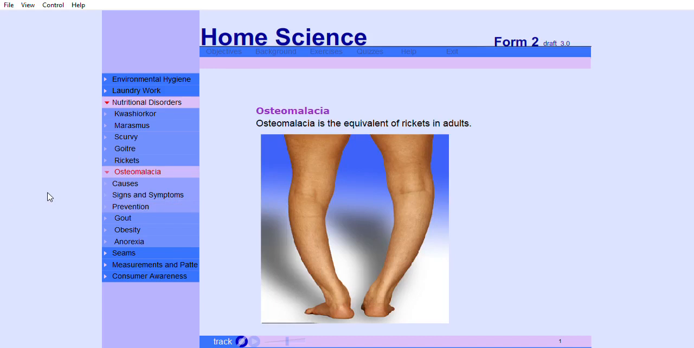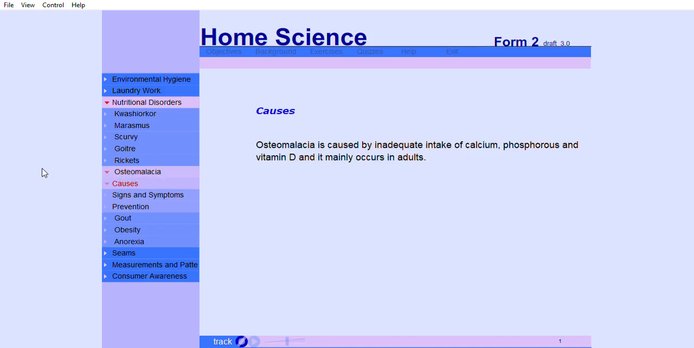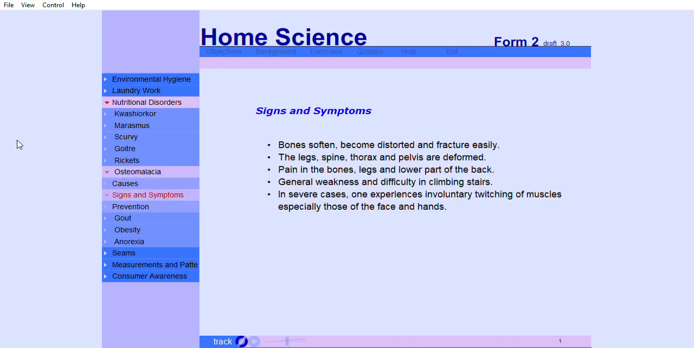Osteomalacia is the equivalent of rickets in adults. Osteomalacia is caused by inadequate intake of calcium, phosphorus, and vitamin D, and it mainly occurs in adults. These are the signs and symptoms of osteomalacia.